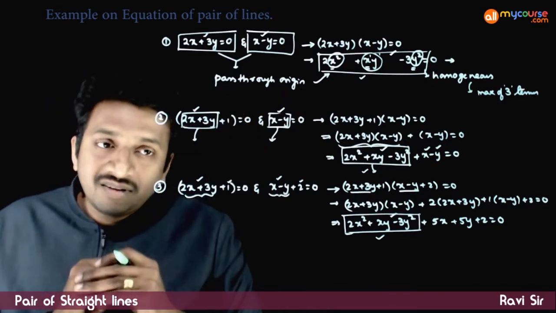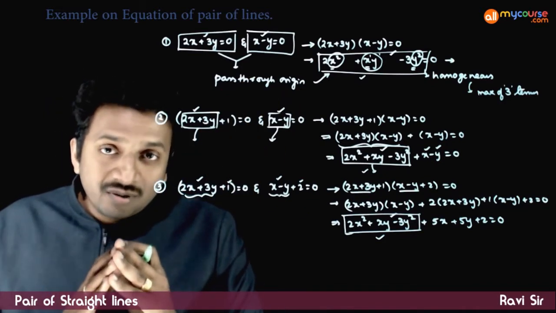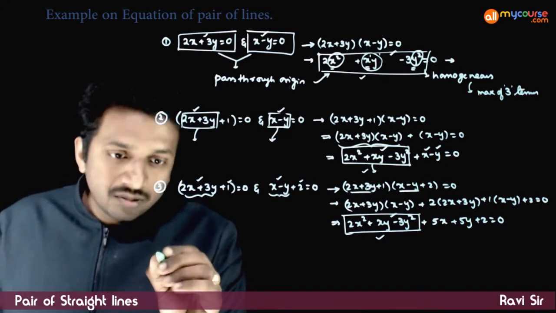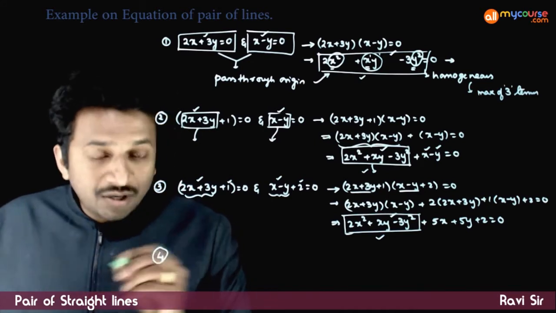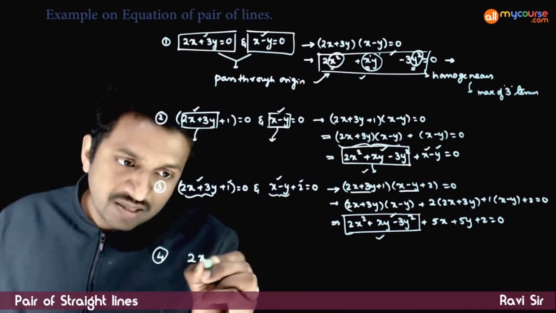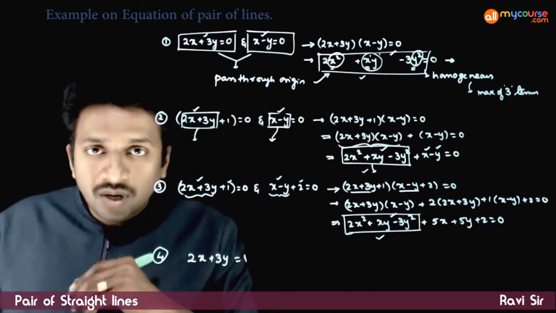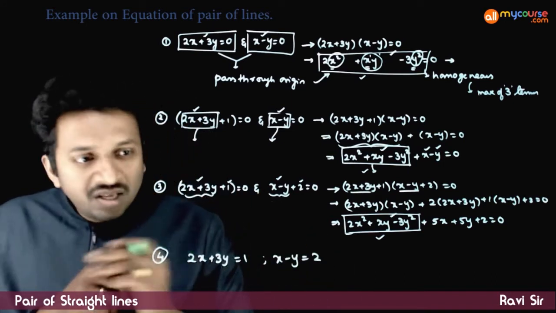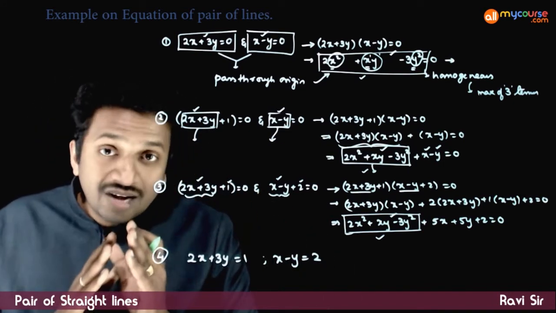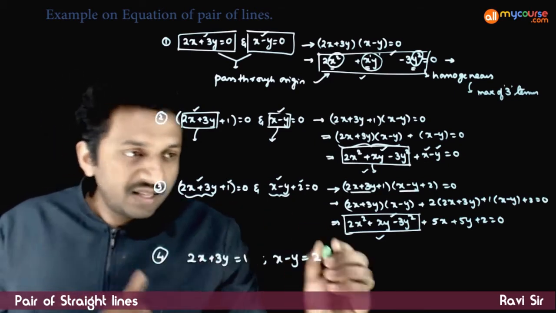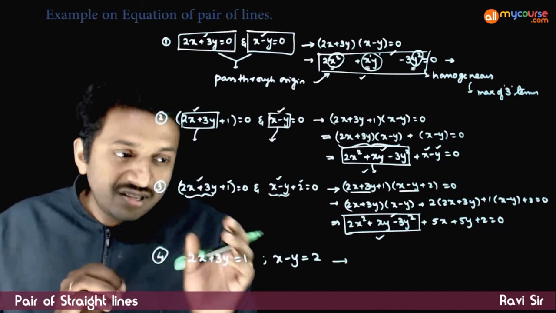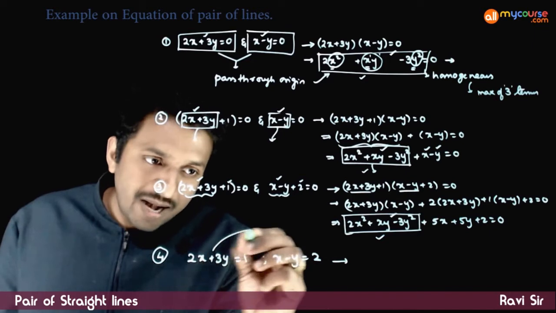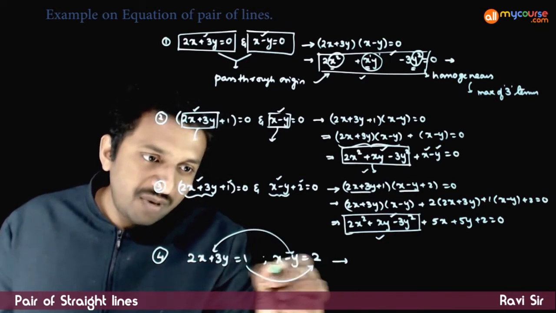So I hope you have understood how to find the equation of a pair of lines if the lines are given. Let us take another example to show what you should not do. Sometimes students tend to get it wrong. If the question is given like 2x plus 3y is equal to 1, if this is the first equation, and x minus y is equal to 2, if this is the second equation, and you're asked to find the equation of the pair of lines, what sometimes students tend to do is multiply these two is equal to the multiplication of these two.